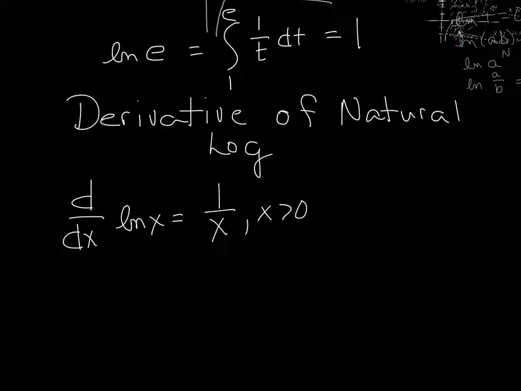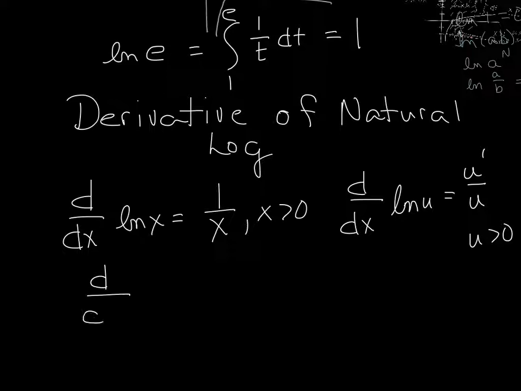If we take the derivative of the natural log of u, it's going to be u prime over u. U has to be positive. Okay, you say that's not bad. No, it's horrible. No, it's not. So let's just look at an example of what we're talking about.